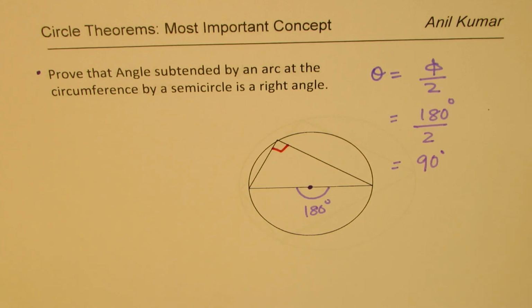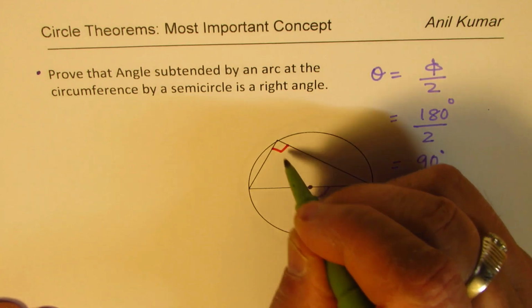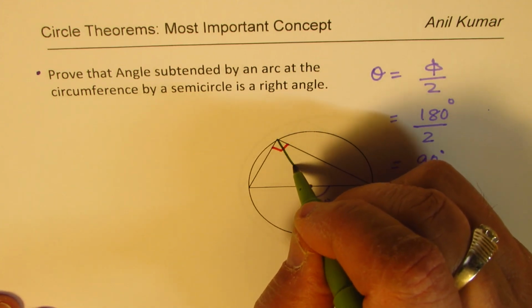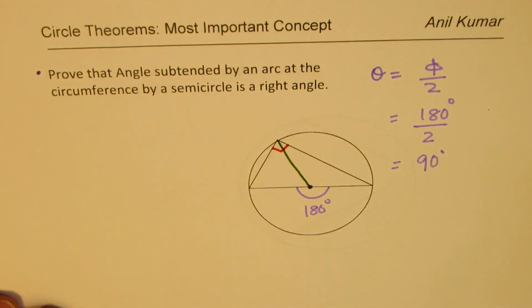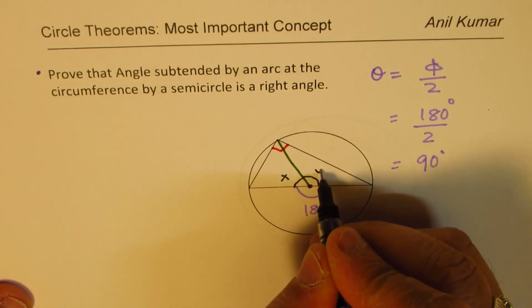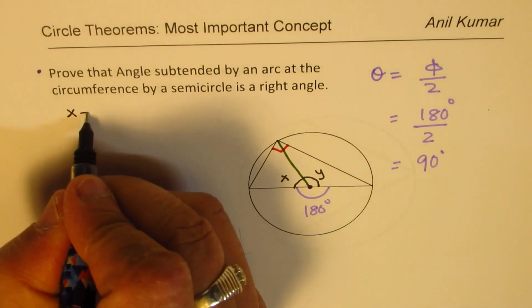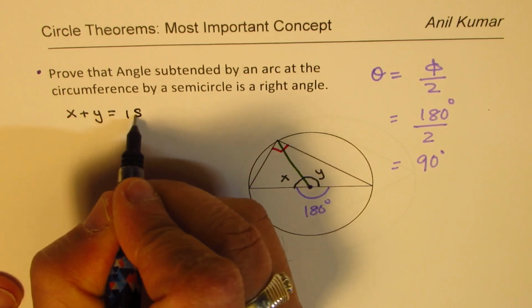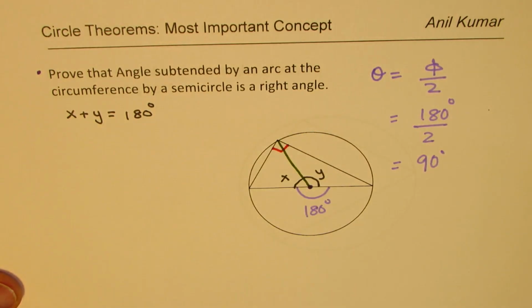The other way to do it is just as we proved the theorem itself earlier. So I'll do a construction here. I'll join these 2 points. So if I join these 2 points, I actually form 2 triangles, right? So let's say this angle is x for me and this angle is y. In that case, what is x plus y? x plus y is 180 degrees, right?